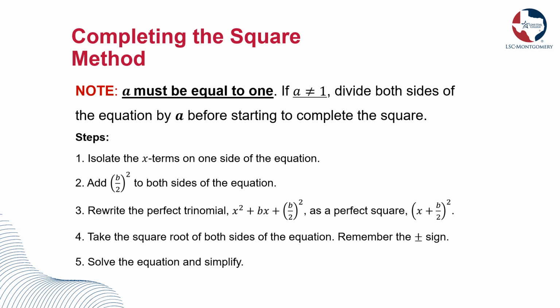So then you would rewrite your perfect square trinomial x squared plus bx plus b over 2 squared as a perfect square, x plus b over 2 quantity squared. And then, just like we did before using the square root property, you would take a square root of both sides, and then you solve the equation and simplify.